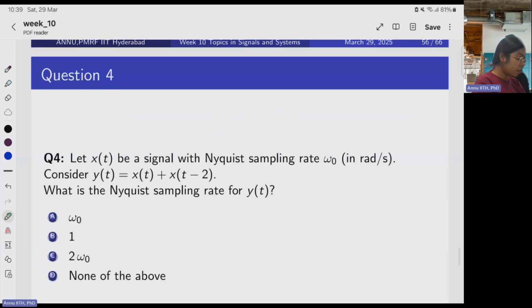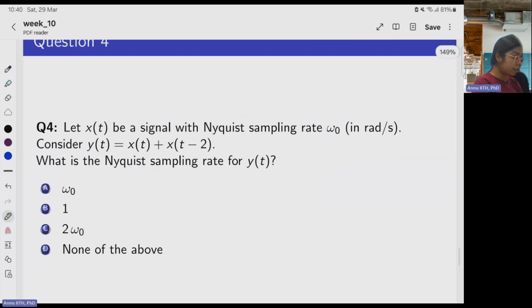So on to the next question. Let x(t) be a signal with Nyquist sampling rate omega naught. So consider y(t) equals x(t) plus x(t minus 2). What will be the Nyquist sampling rate for y(t)? What do you think about it?